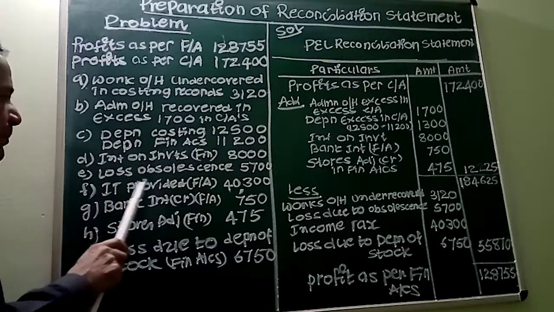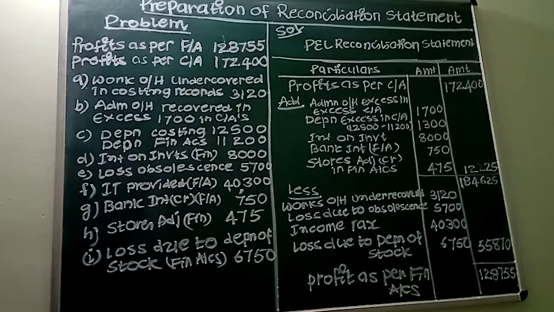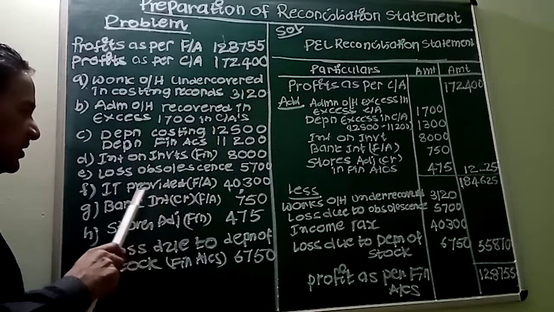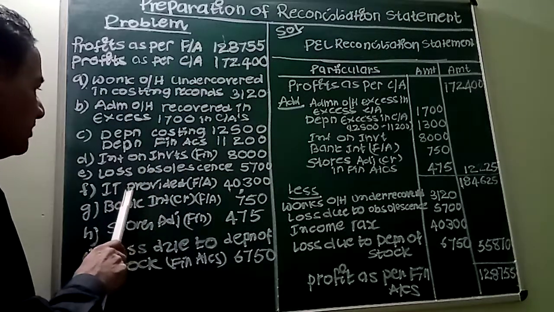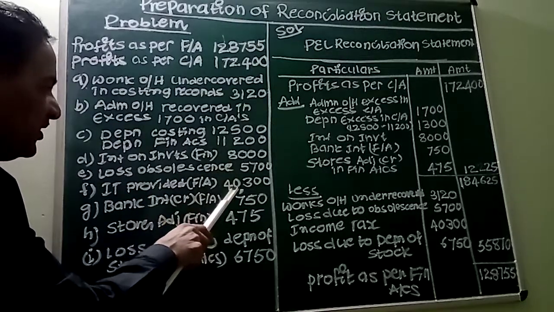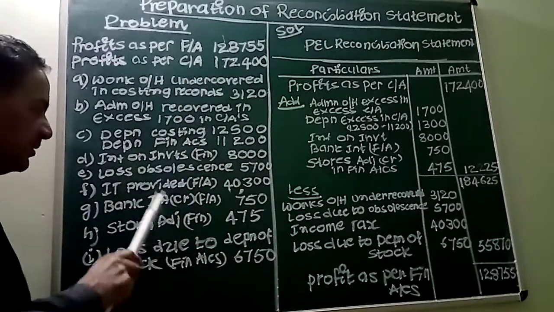Next, IT provided in financial accounts. Again, this is purely a financial charge. This will be considered only in financial accounts. This will not find any place in cost accounts. When you charge income tax in financial accounts, definitely it reduces the profits in financial accounts, so it must be deducted. This is the item to be deducted.